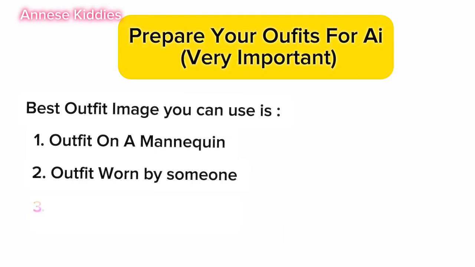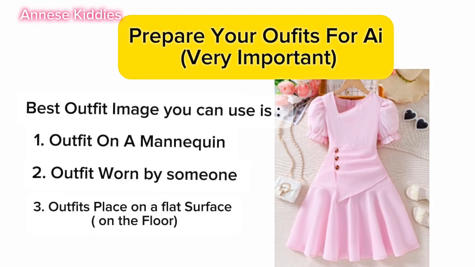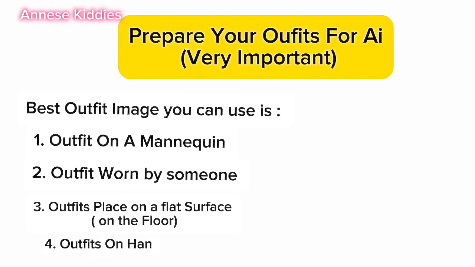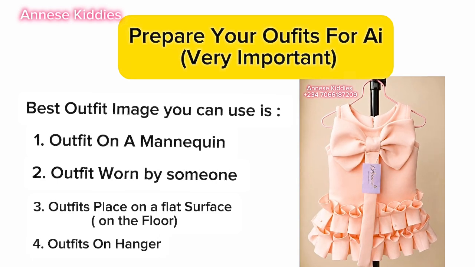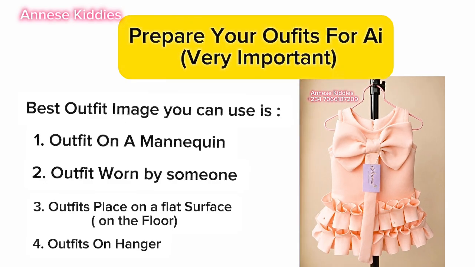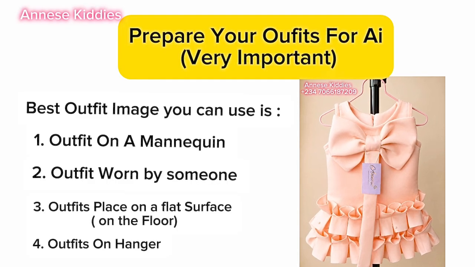Another one is an outfit that is placed on a flat surface, like on the floor. Make sure all the details of that cloth are well shown, for example like this. Another example is an outfit on a hanger, like this image. Make sure your outfit is on the hanger and the background is not too busy, because if it's too busy, AI might divert and create something that looks different.